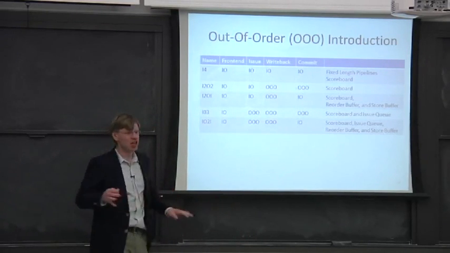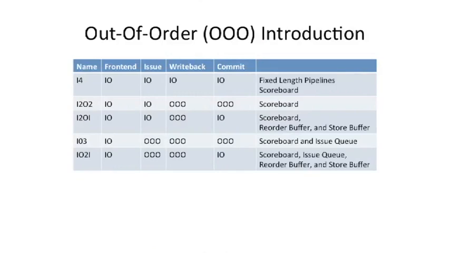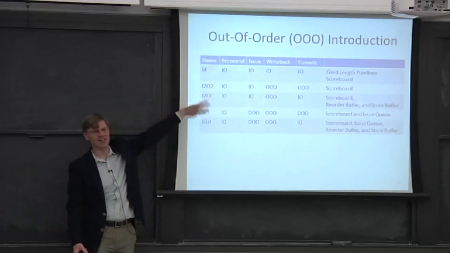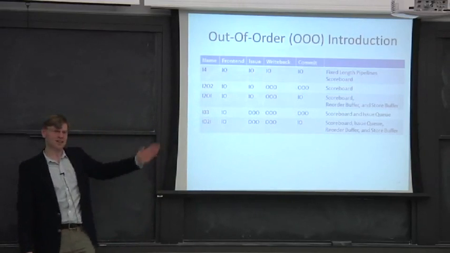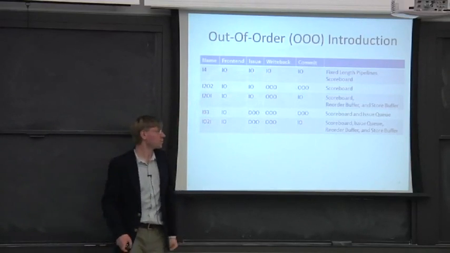This is a gentle introduction to out-of-order execution. And we're going to be building some different architectures. And this naming here is a naming of five architectures we're going to look at as an introduction to out of order. The I4 is in order. I2O2 is in order, out of order. The number just means how many stages in a row are the same as the letter before it.